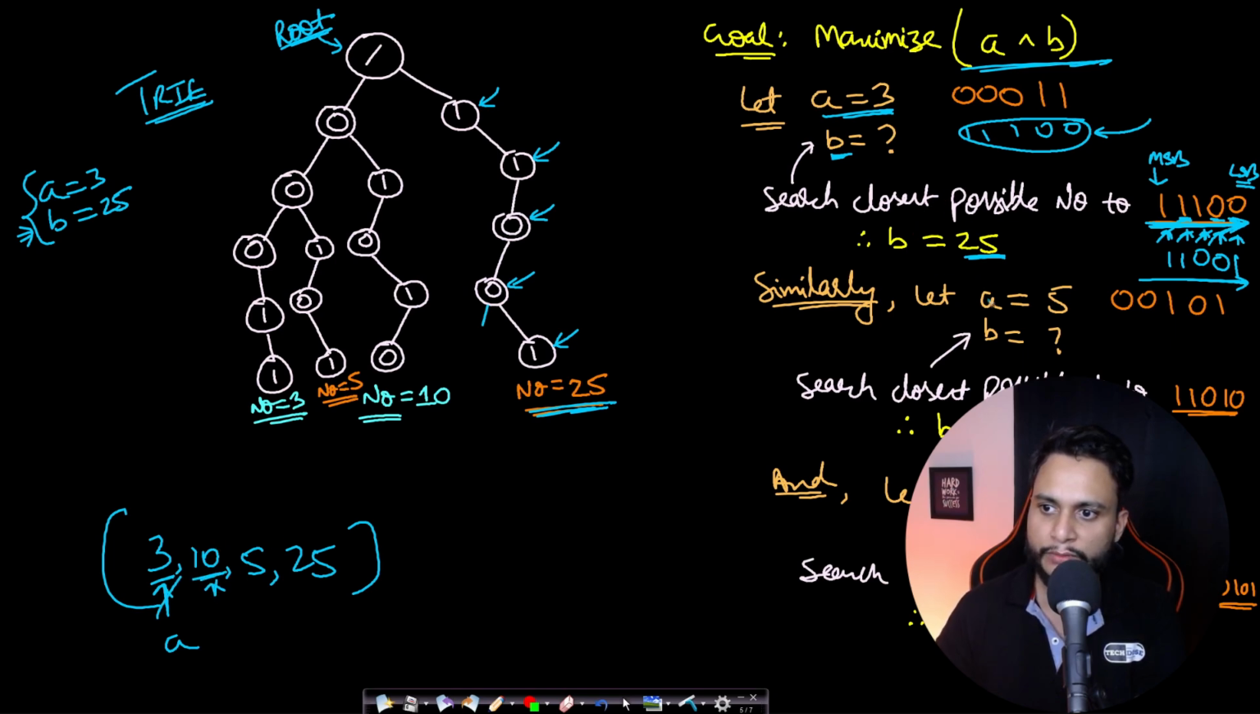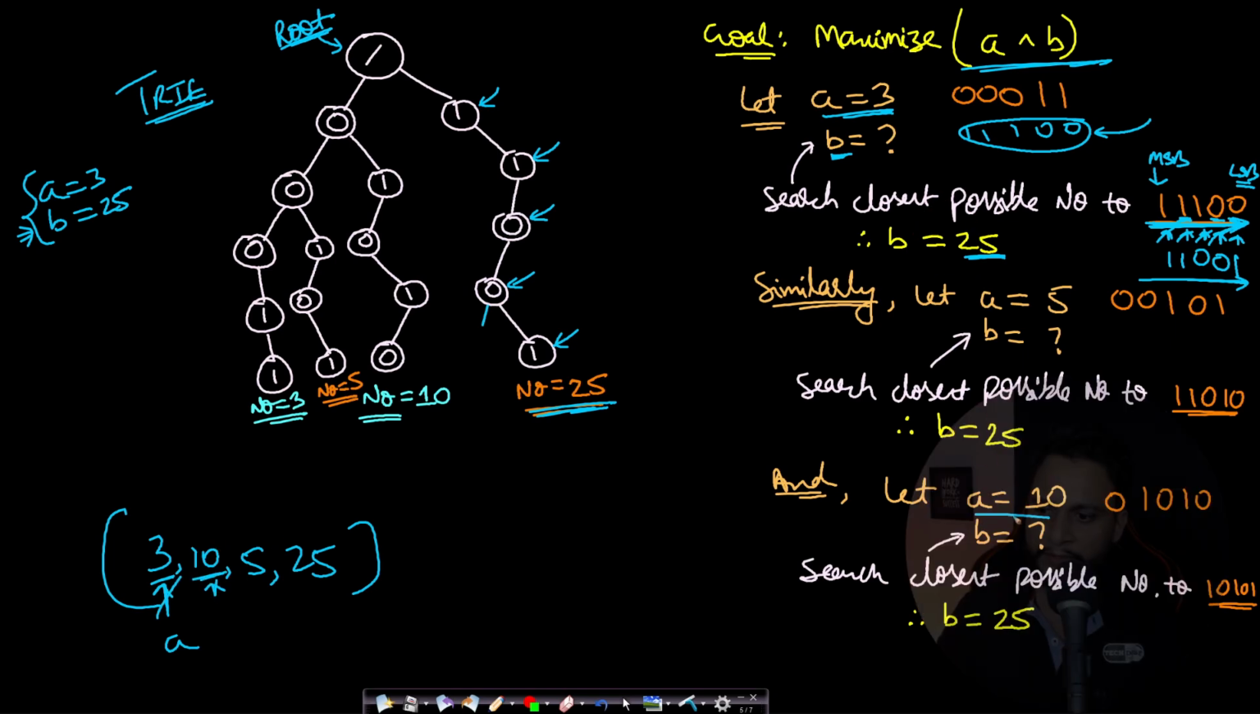Similarly, you will have to fix A equals 10. So when you fix A equals 10, then its representation is 0, 1, 0, 1, 0. What is the most optimal B value? 1, 0, 1, 0, 1. So we need to do it from left to right, from the most significant to least significant, and try to find out this answer. Let's see if it is present.